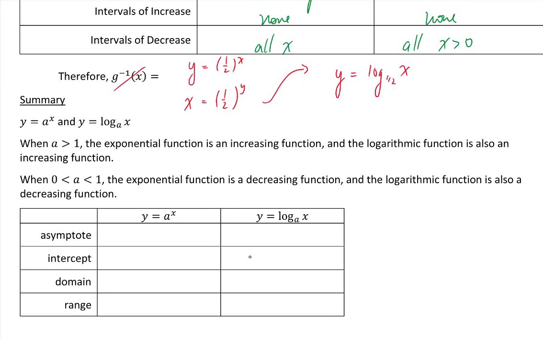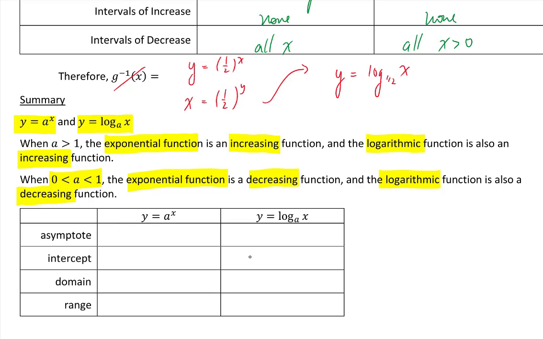So let's quickly summarize what we've just seen. If you have a function y equals a to the exponent of x, then the inverse function is y equals log to the base a of x. When the a value is greater than 1, then the exponential function is increasing and the logarithmic function is increasing. And when it's between 0 and 1, the exponential function is decreasing as well as the logarithmic function.